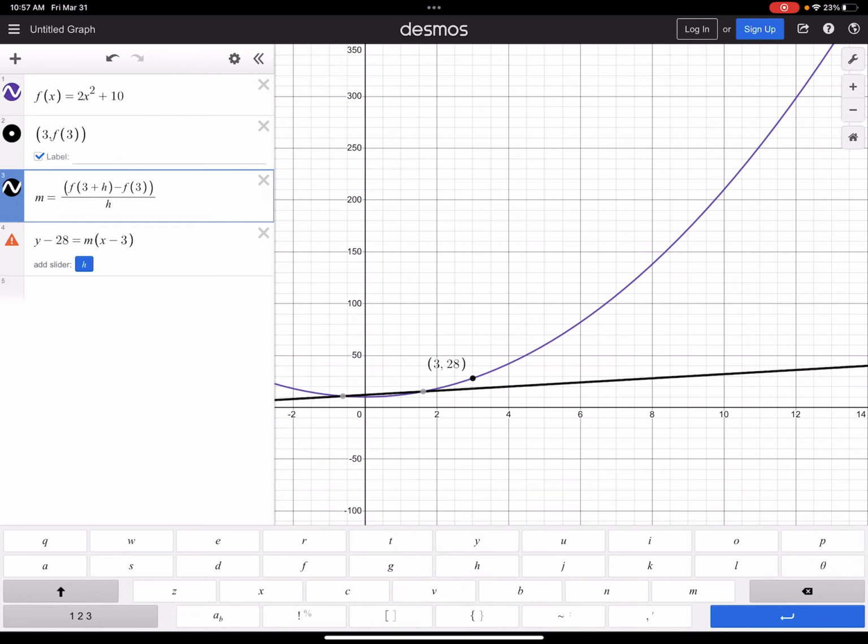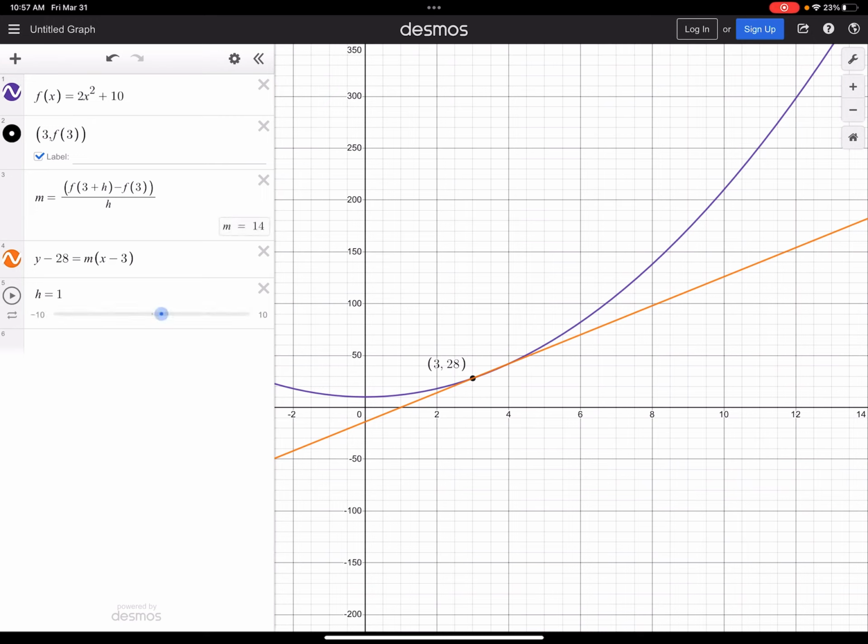And then my next line uses m as the slope, but it needs a slider for h. We haven't said what h is yet, so go ahead and add that slider for h. We're prompted here in line 4 to do that, so create a slider. And then h can be dragged to different values now, and you'll see the slope changes.